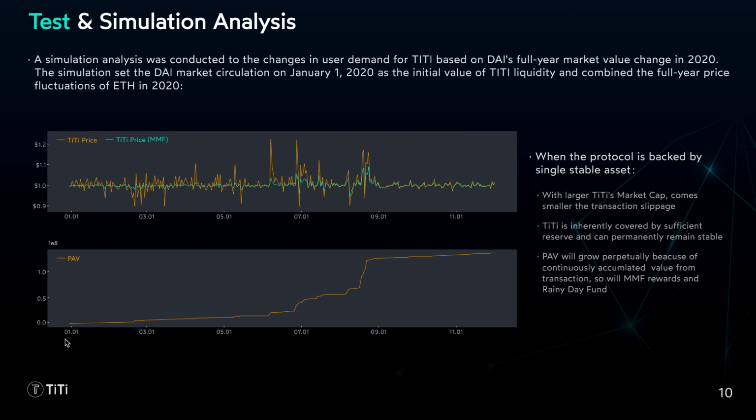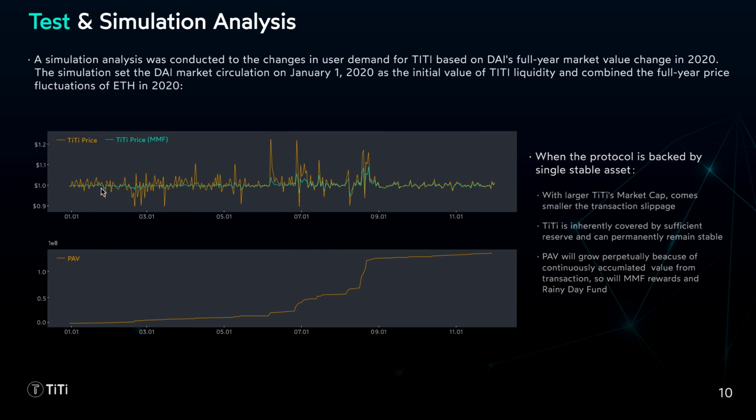Okay, this page shows our test and simulation. After all the above illustration, let's see some data support. To verify TiTi's mechanisms, we did a relatively rigorous backtest analysis of the above mechanisms. We used the changes in the circulation of DAI in 2020 as our data source to simulate the changes in users' demand for TiTi. And look at the first chart.